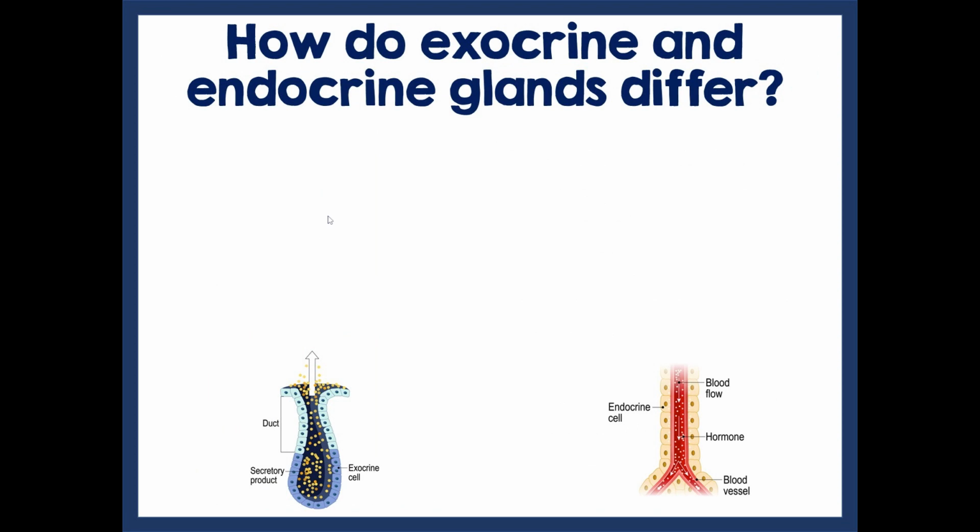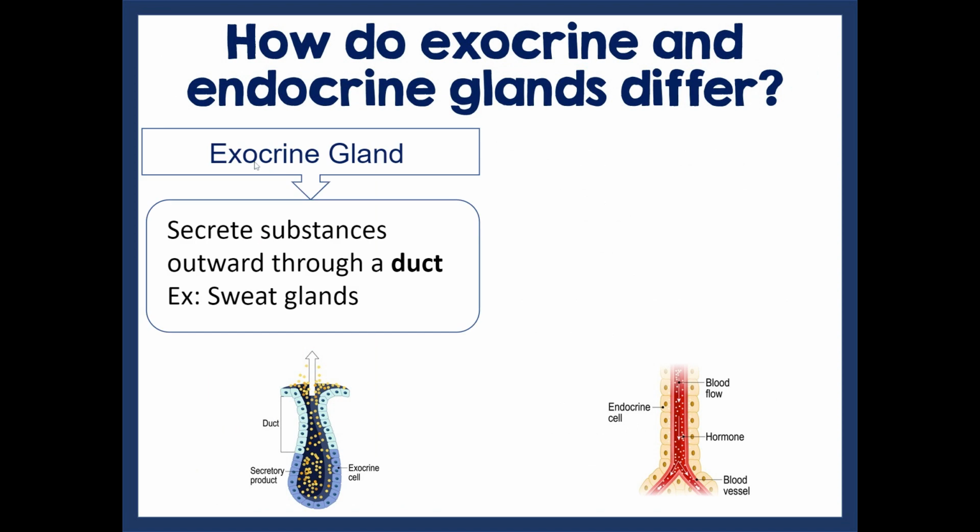All right, how do exocrine and endocrine glands differ? So the name can give you a bit of an idea. An exocrine gland, when you hear that, think exit. So these glands are going to secrete substances outward, like to the surface, through a duct. And a duct is just a little tube-like passage that this substance is going to travel through. So an example of an exocrine gland would be a sweat gland.